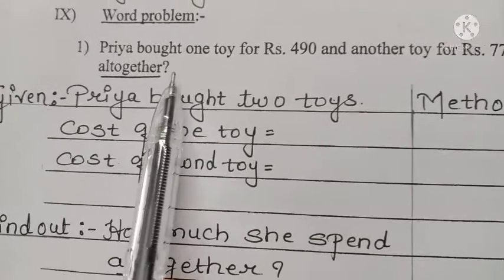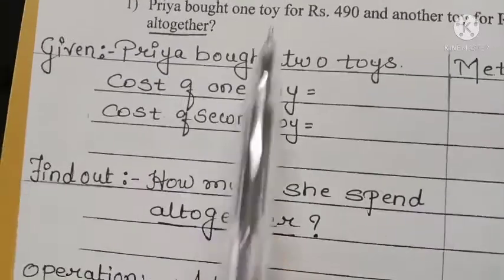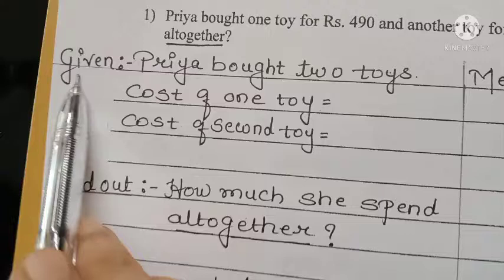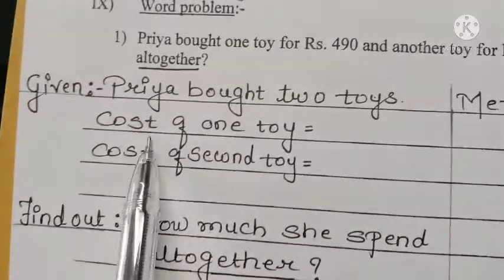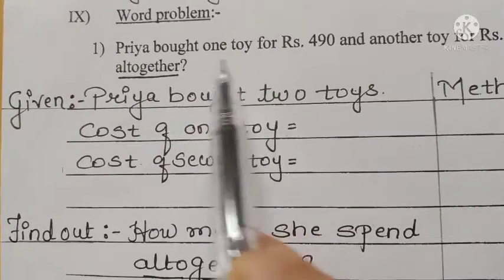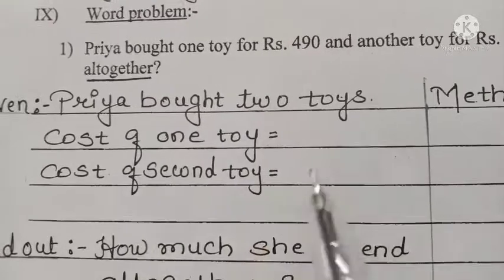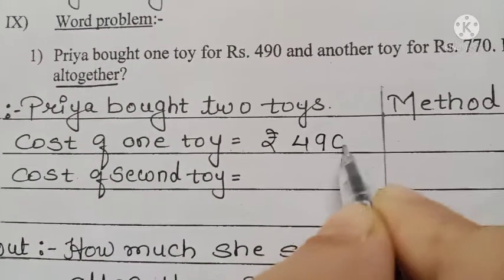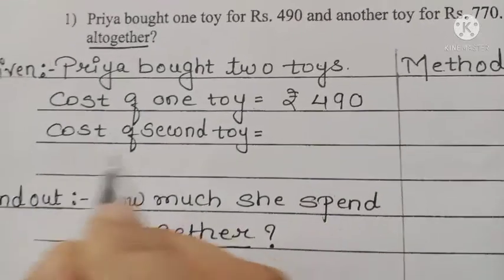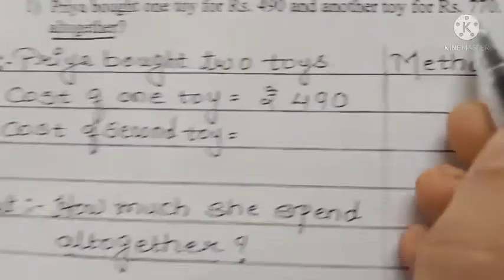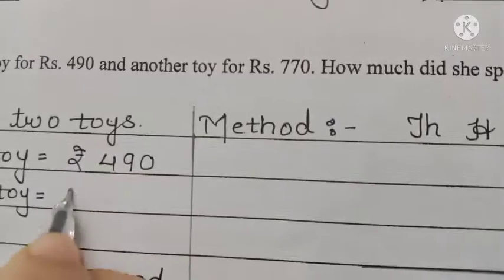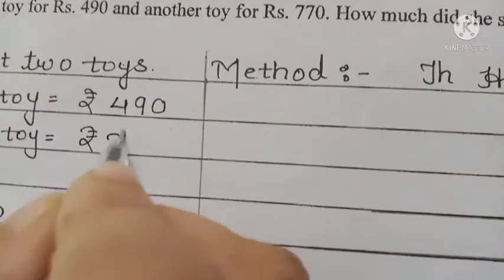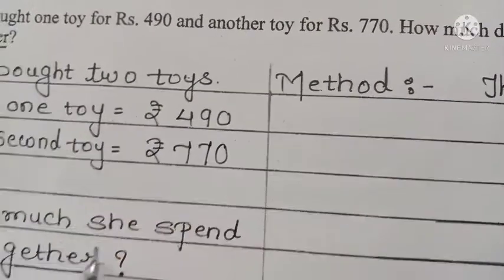Priya bought two toys. How many toys? So we'll write this in given. Priya bought two toys and the cost of one toy. So cost of one toy is given here, rupees 490. So we'll write this rupees 490. And the cost of second toy is given here, rupees 770. So we'll write this in given, 770, the cost of second toy.